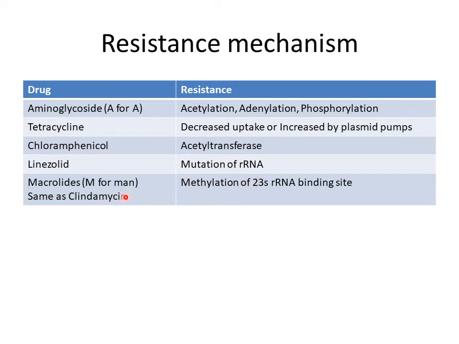And for macrolides, we remembered M for man and clindamycin as the alpha lady. So how old is a man? Some may say 18, but I believe it is 23. The resistance mechanism for macrolide is methylation of the 23S RNA binding site. So remember, a man is 23, and so is his lady, that is clindamycin. The 23S of the 50S subunit of RNA is methylated to cause resistance to macrolides.